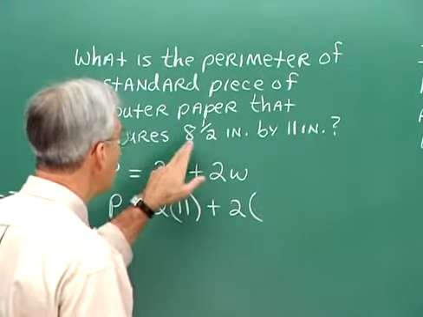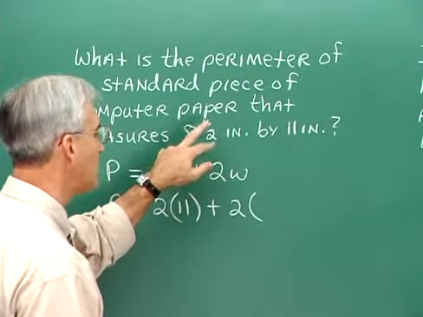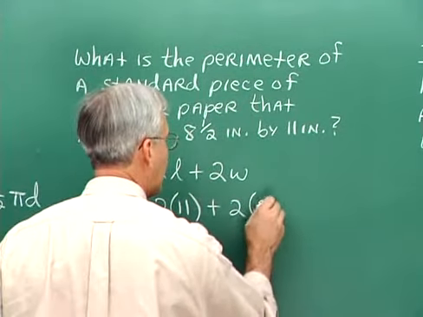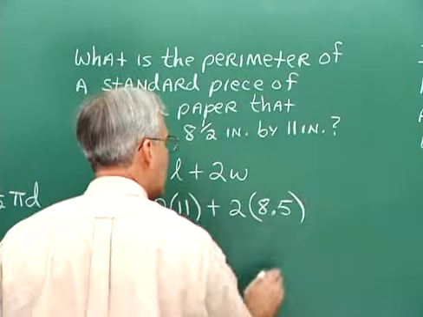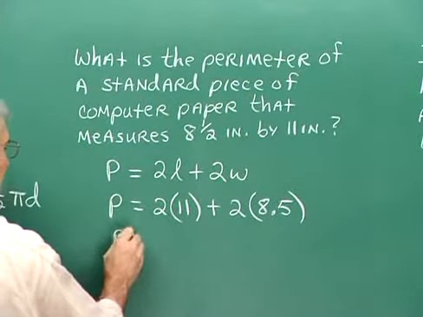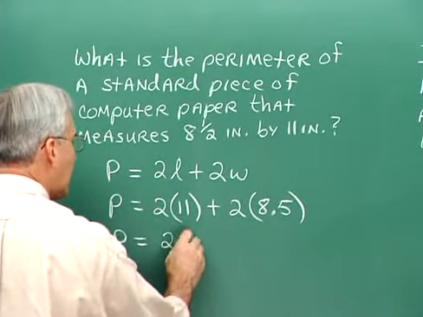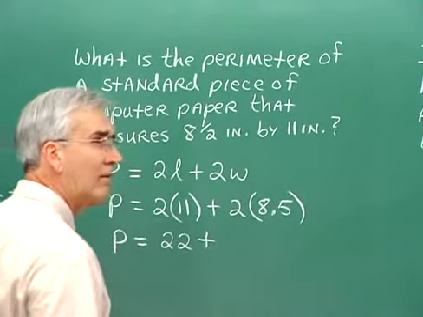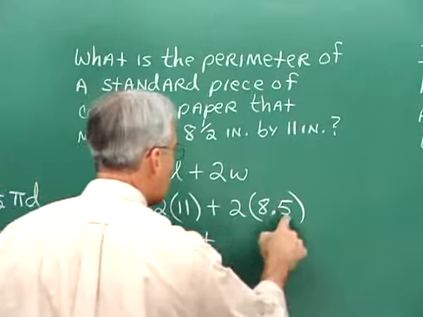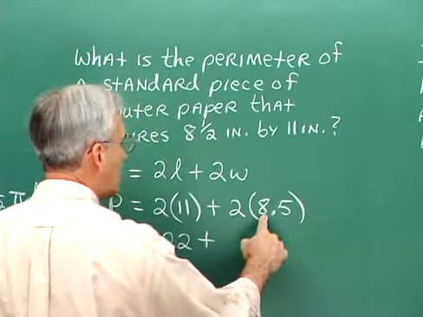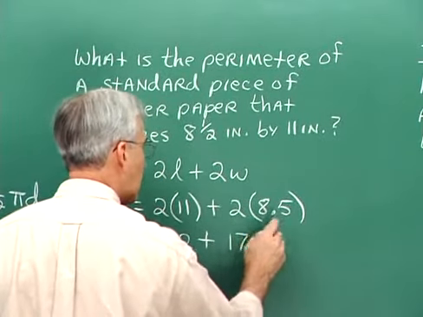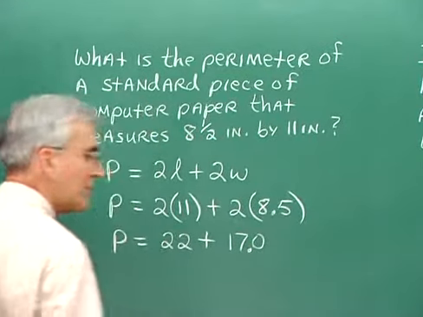Now, we can use 8.5 like this using the mixed number, or we can use 8.5. It really doesn't make any difference in the outcome of the problem. I'm going to use 8.5 here just to show the variation. 2 times 11, 22, and then plus 2 times 8.5. Let's see, what is this? 2 times 5 is 10. 2 times 8, 16, and 1, 17. So one digit to the right of the decimal, so that's 17.